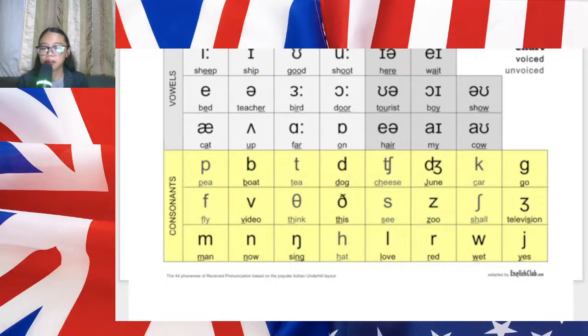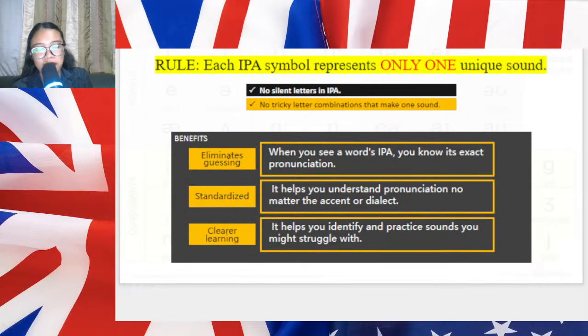I'm not going to cover this IPA transcription in one day only, in one session only, because it may overwhelm you, and I don't want that. You won't be able to grasp the concept if you are overwhelmed with it. All right, so let's continue immediately. This is the IPA chart, but before we delve deeper into that, I'm just going to let you see how it looks like. But before that, let's have this one.